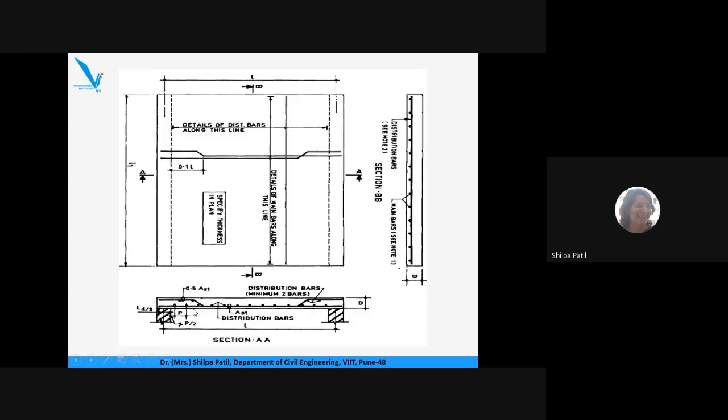Okay, now this is about the distribution steel. Now see how the information is given for the main bar. See the details of the main bars along this line. Whatever details are given along this line are related to the main bars.